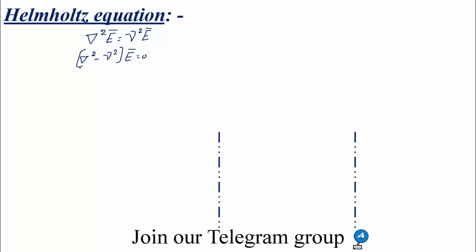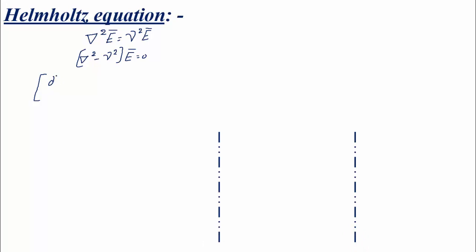Now what do you mean by this del square? Del square, if I am talking about xyz coordinates, is dou square by dou x square plus dou square by dou y square plus dou square by dou z square, minus gamma square of E equals 0. Now if I am talking about del, it is dou by dou x plus dou by dou y plus dou by dou z.